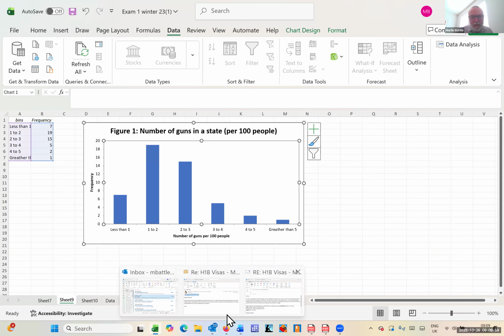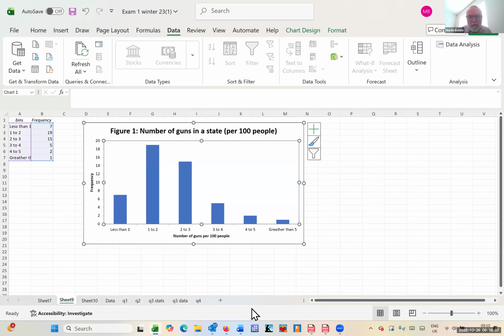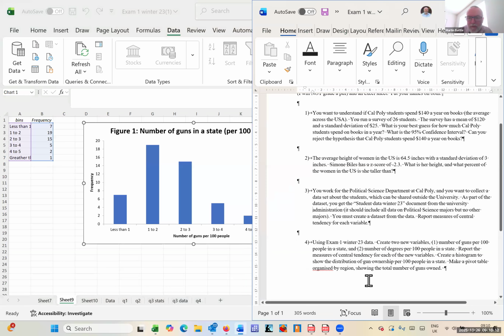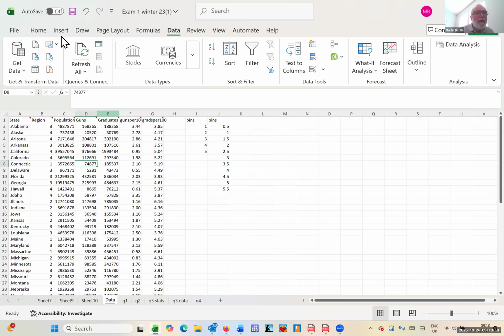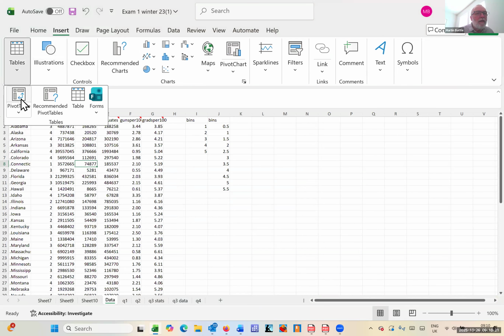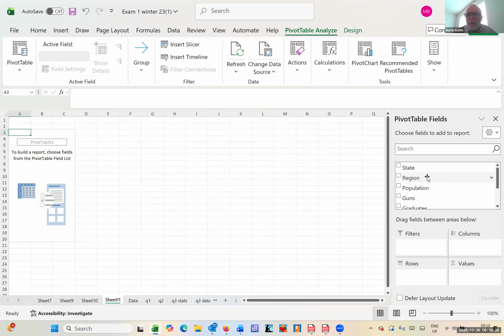And then I've got to make, I think, a pivot table organized by region showing the number of guns owned. All right. Just number of guns owned by region. So there's number of guns. Yeah. Total number of guns. Okay. So let's go to data. Going to click in here, insert table, pivot table, pulling everything up, region. Oh, yeah, that's not going to look very good, is it? So what I'm going to do first.